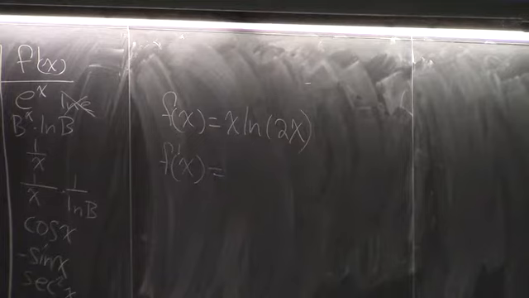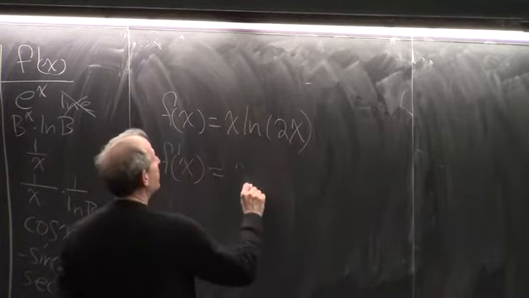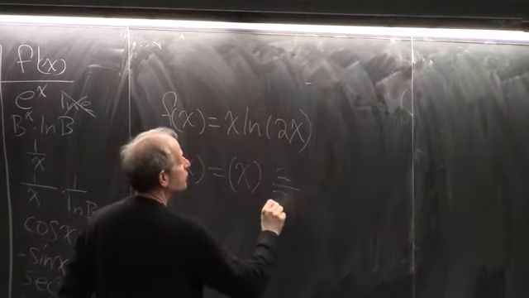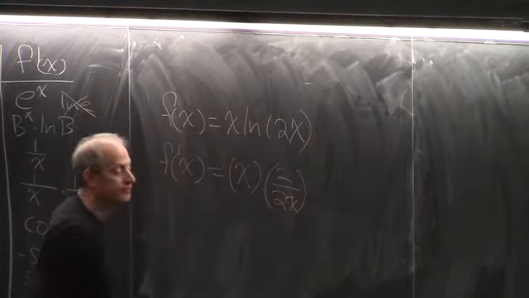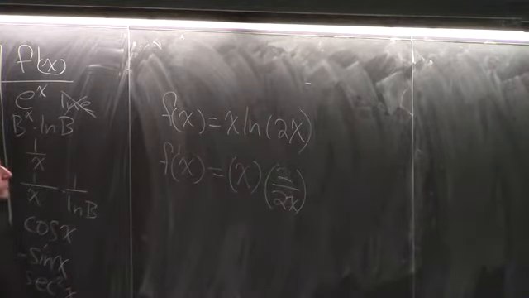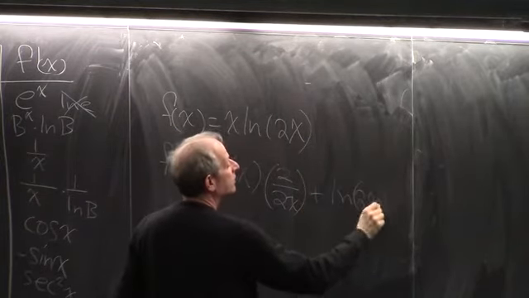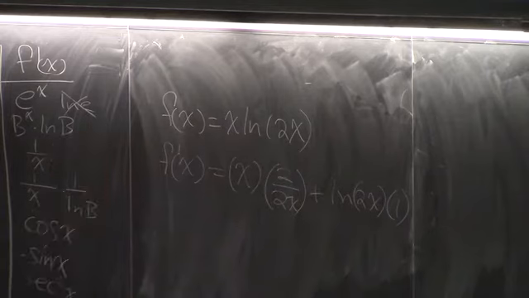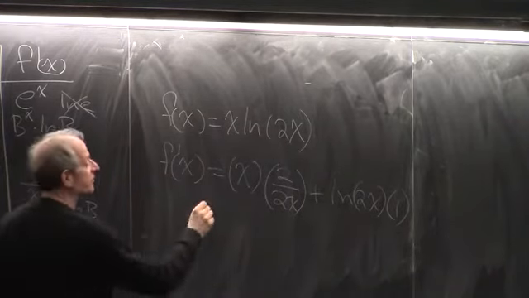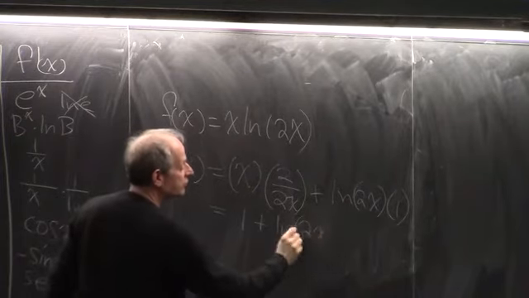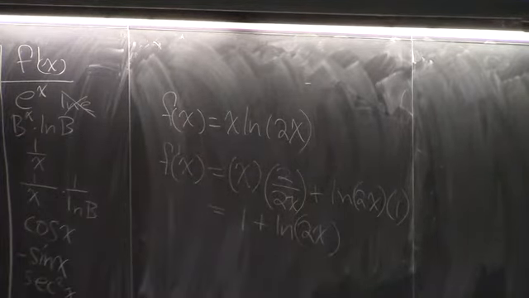All right, so the derivative is just the product rule. So it's an x. What's the derivative of natural log of 2x? It's 2 over 2x, also known as 1 over x. Right? Plus natural log of 2x times 1. Now this you would want to simplify because we're going to ask you for the second derivative. So this is 1 plus natural log of 2x.